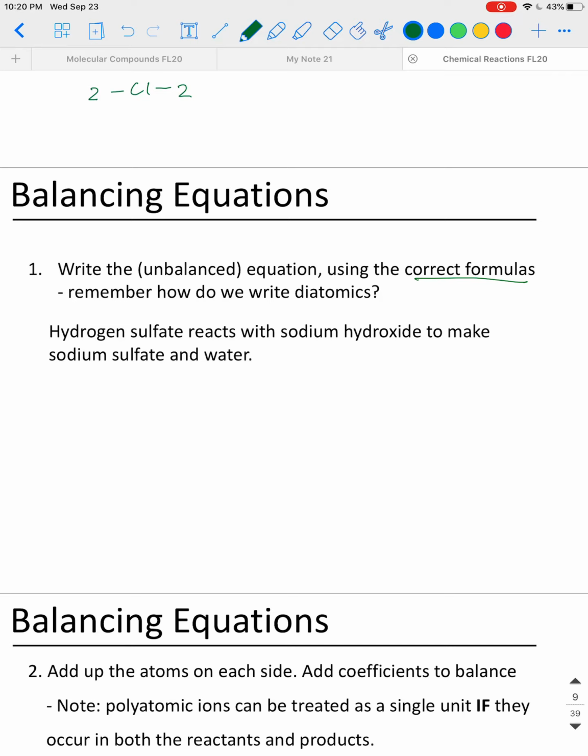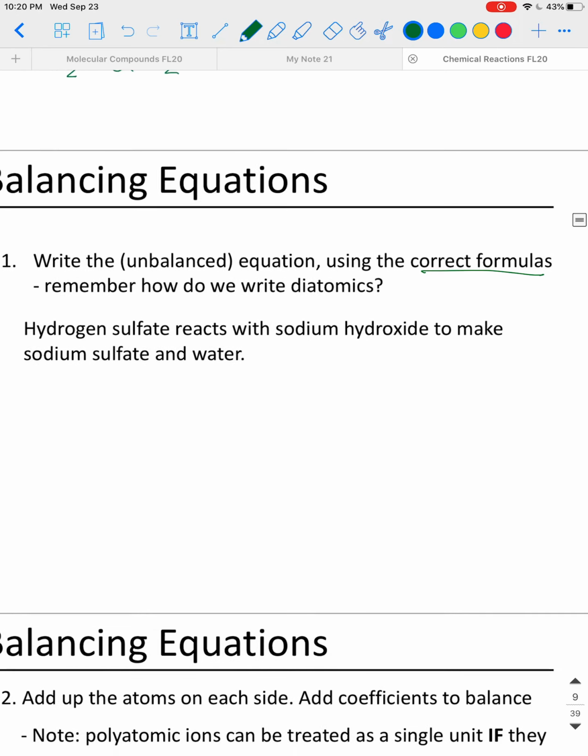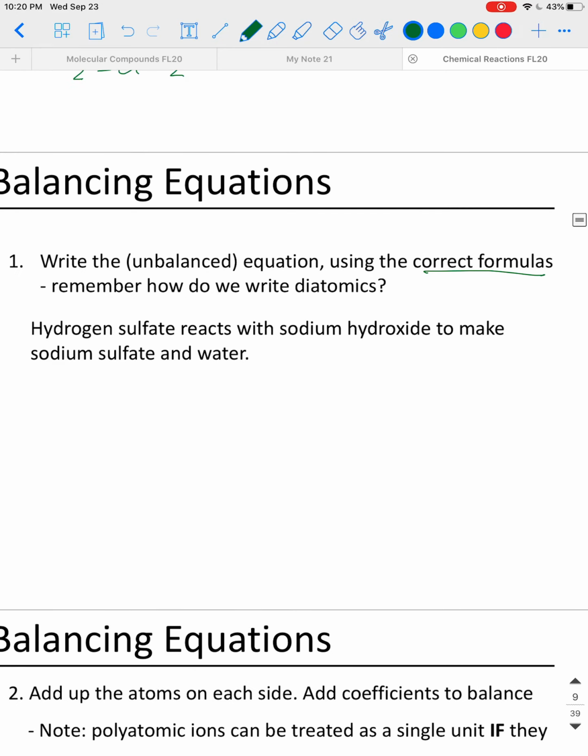One thing I want to bring up: in chapter 4, we introduced that some molecules exist naturally as diatomic molecules. It's going to be very important that you remember how to write those correctly. So how do we write diatomics? Well, the 7 elements are hydrogen, nitrogen, oxygen, fluorine, chlorine, iodine, and bromine. So how do we write these?